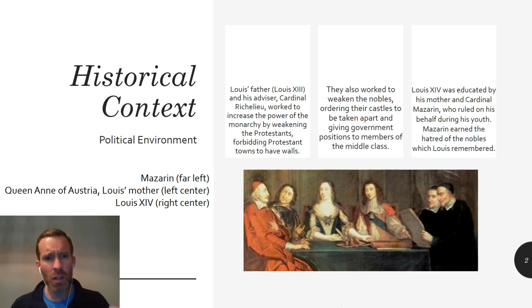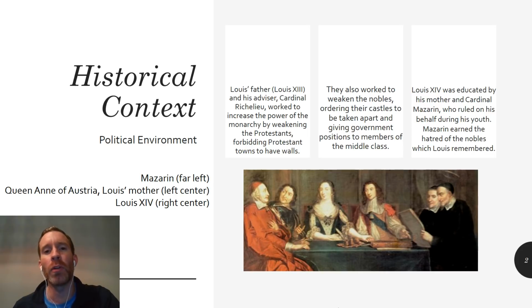So starting with the political context here, the first thing that you see on the left-hand side there, it says that Louis's father, who was creatively named King Louis XIII, and his advisor, Cardinal Richelieu, worked to increase the power of the monarchy by weakening the Protestants, and they even did things like forbidding Protestant towns to have walls.